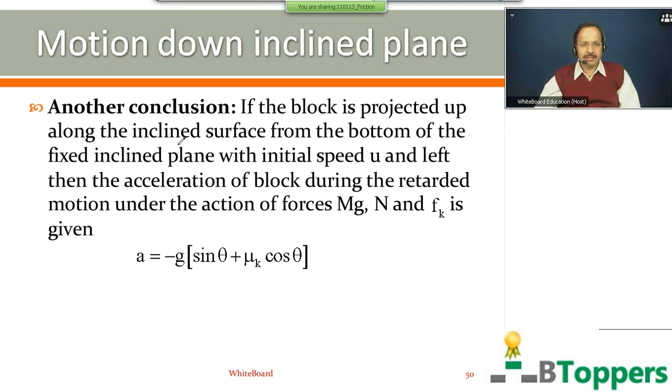If the block is projected up along the inclined surface from the bottom of the fixed inclined plane with initial speed u, then the acceleration of the block during the retarded motion under the action of forces mg, N and fk is given by a equal to minus g into sin theta plus mu k cos theta.